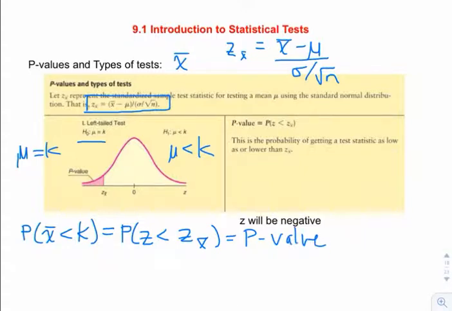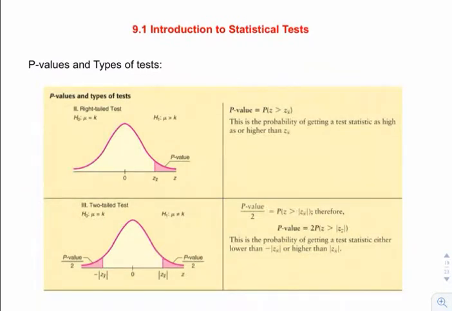And this is the probability that z is less than a particular value z sub x bar. So this is less than, it's the left of, it's one tail of your normal distribution. So this is called a one-tail test, in this case a left tail test. So this is the probability of getting a test statistic that is less than k. The other two options are to have an alternate hypothesis that claims that mu is greater than k, or an alternate hypothesis where mu is just not equal to k.